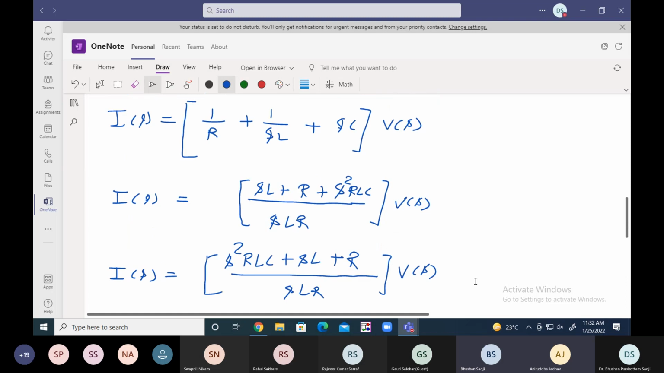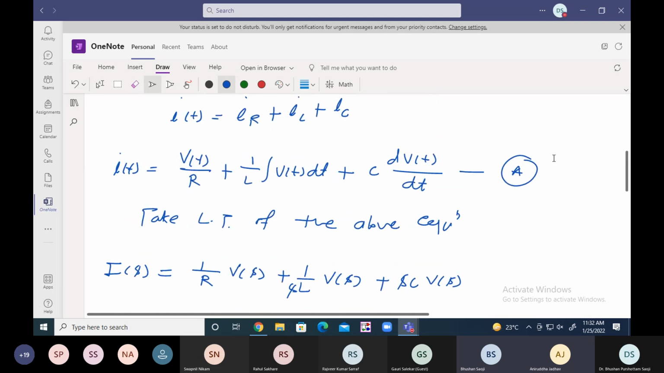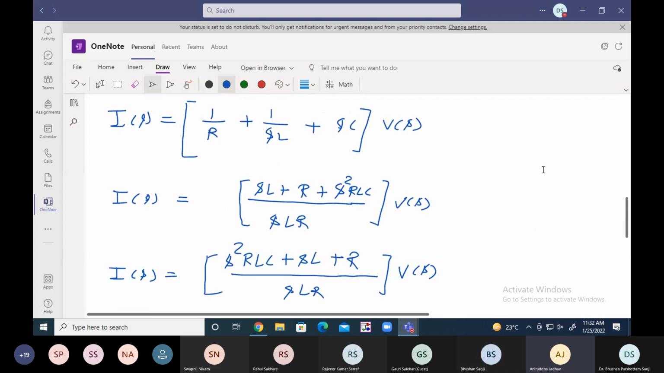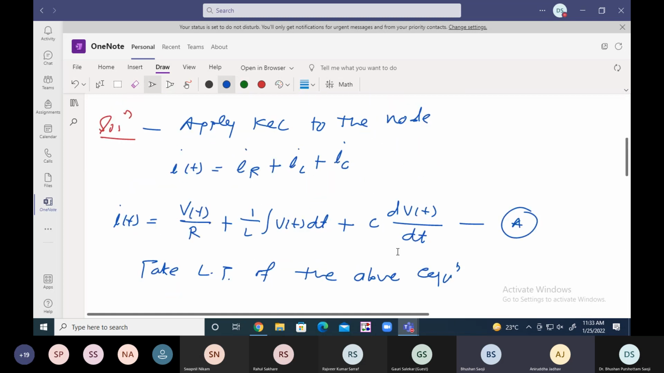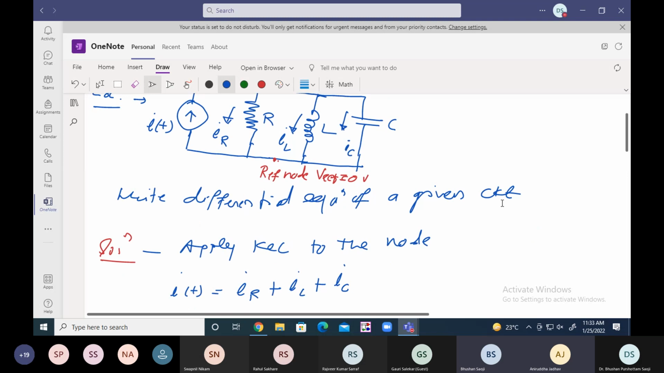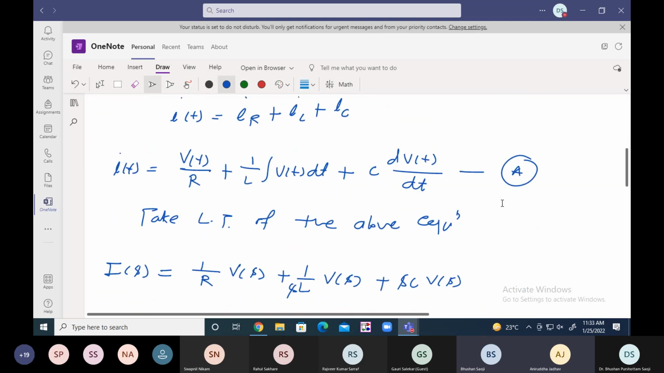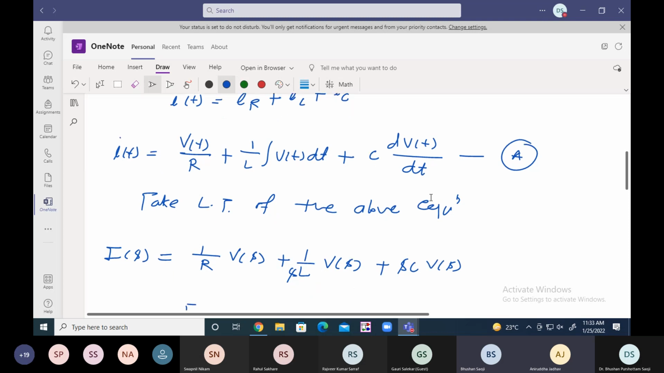If you want to find the transfer function, equation A is our differential equation. We have to write what is our statement: write the differential equations of the given circuit. So I of t equals V of t divided by R plus 1 by L integration of V of t into dt plus C into dV of t by dt.